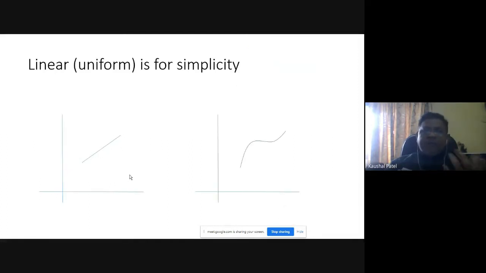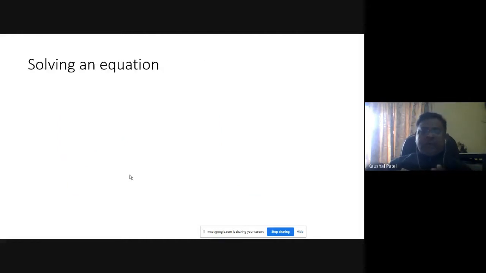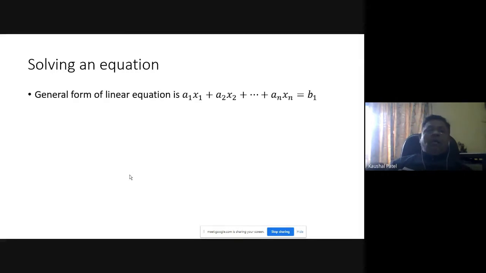Now we always know what is linear and what is non-linear. Those who know about these things know that a straight line is considered linear. When the line is not straight, we consider it non-linear. So what is the solving of equations? That is another task in linear algebra.